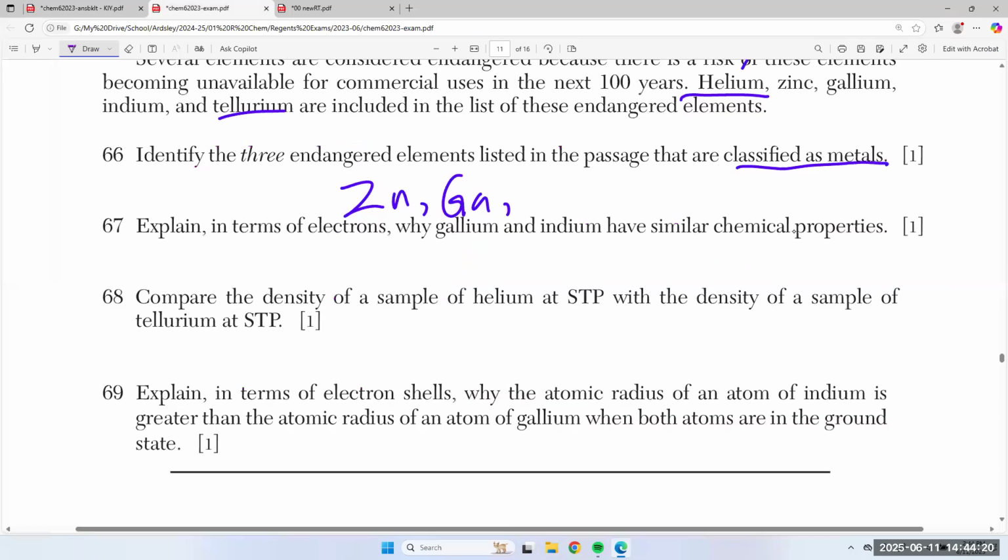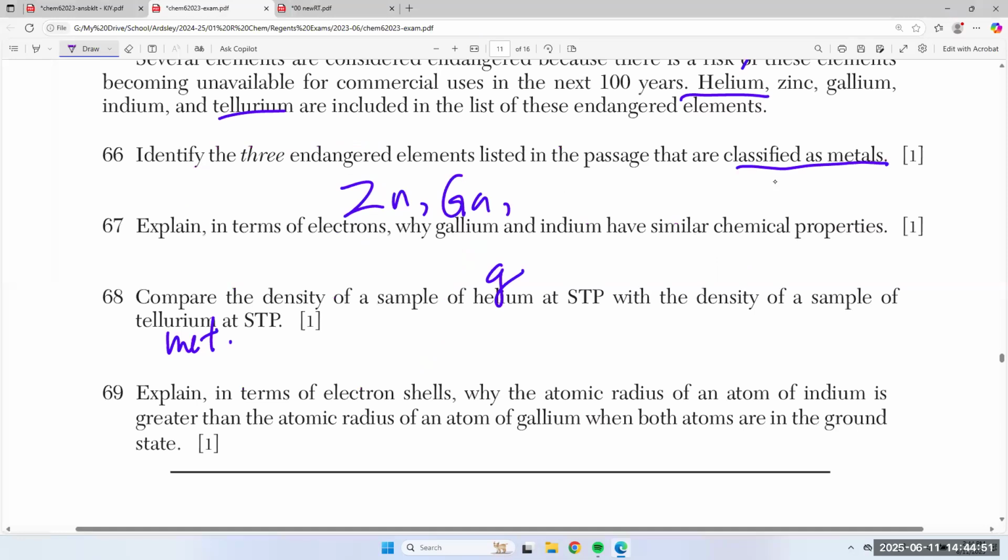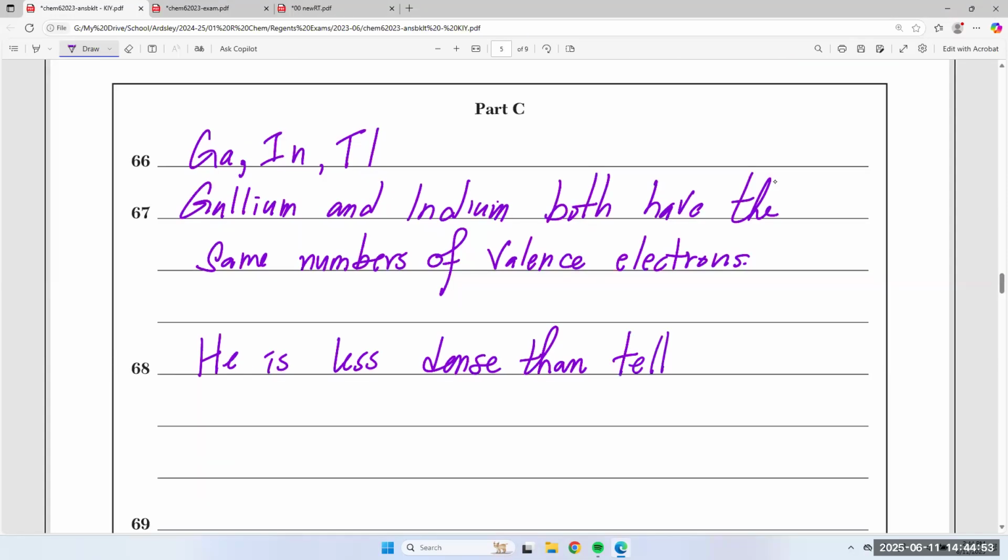All right, 68. Compare the density of a sample of helium at STP with the density of a sample of tellurium. Gas versus metal, both at the same temperature and pressure. Who's going to be more dense or less dense? Helium is less dense because it's a gas. So say helium is less dense than tellurium. We're done. Let's go to 69.